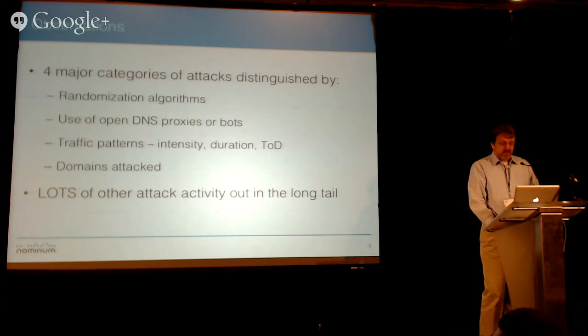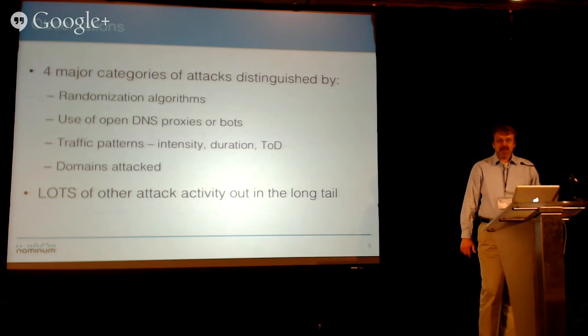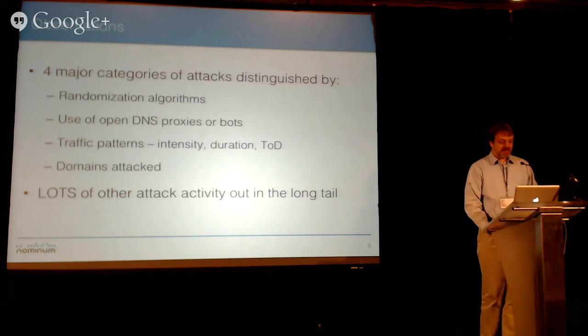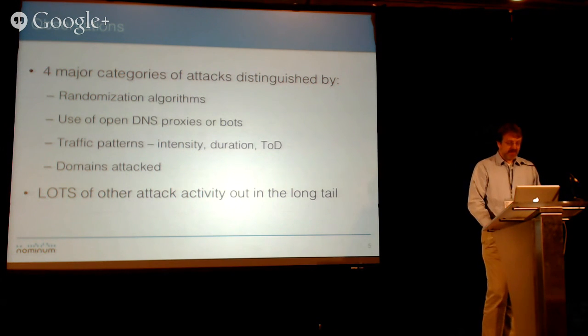We've begun to categorize these attacks. We've seen different randomization algorithms and different traffic patterns. Some are from a few hosts with a high query rate, and others are with low query rates and lots of hosts. But in the end, they give the same result. They attack the authority and try to take it down so that people can't go there.